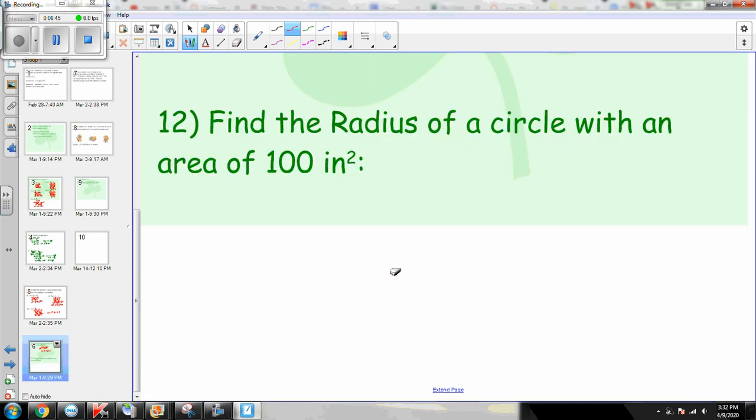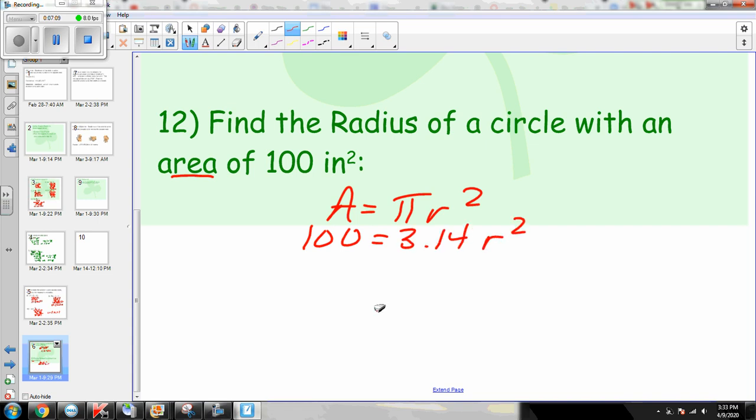On number 12, it says, find the radius of a circle with an area of 100 square inches. So it's talking about the area of a circle. The formula for the area of a circle is area equals pi r squared. So I'm going to write my formula and I'm going to plug in what I know underneath. I do know the area is 100, so I'm going to put 100 below A. 3.14 is pi, and I don't know the radius.